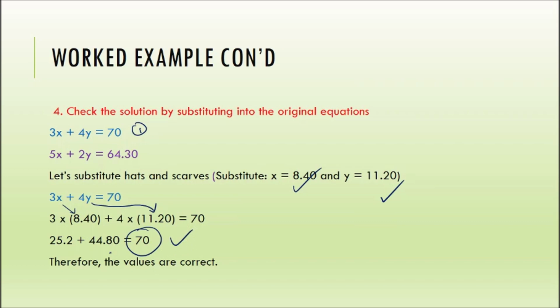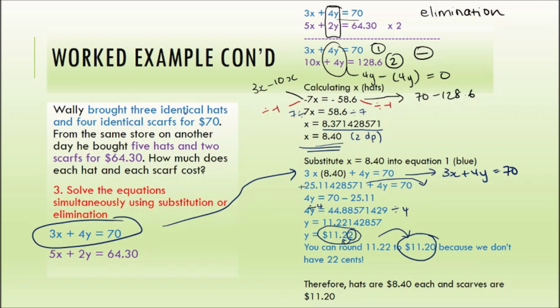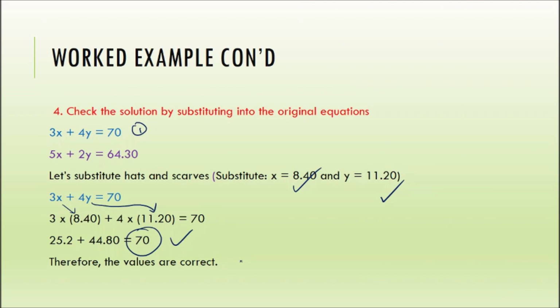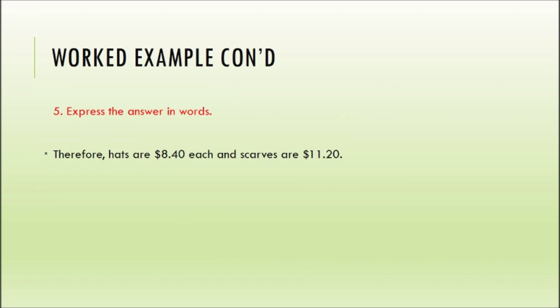So that's actually correct, because if I really did buy 3 hats for that price, and I really did buy 4 scarves at that price, it does give me 70, and that matches up to the question where Wally bought 3 hats and 4 scarves for $70. It matches up, so we know the values are correct. The last thing we need to do is make sure we have a worded sentence. So we could write therefore, or just use the 3 dots: therefore, hats are $8.40 each and scarves are $11.20. And that would give you your full mark for the whole question.